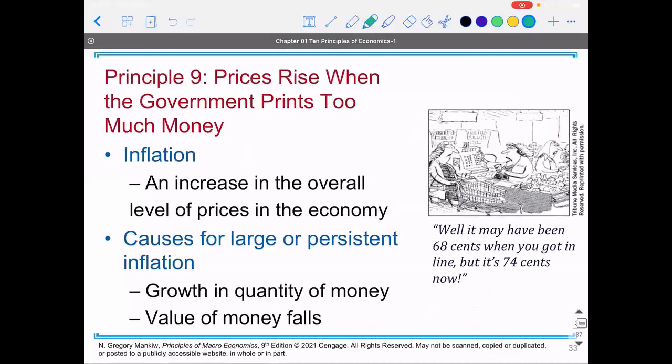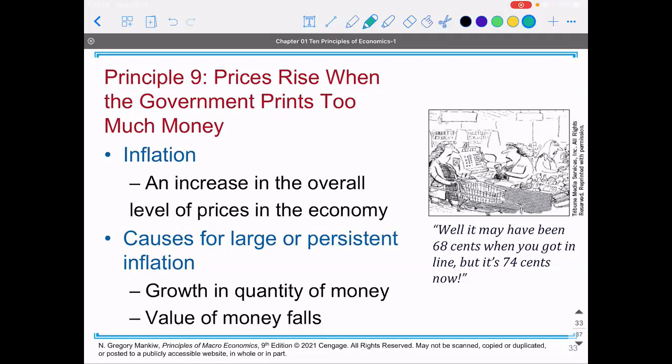Oh, another joke. Well, it may have been 68 cents when you got in line, but it's 74 cents now. It's really dumb too.